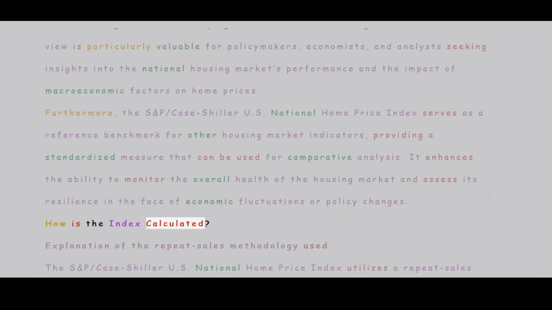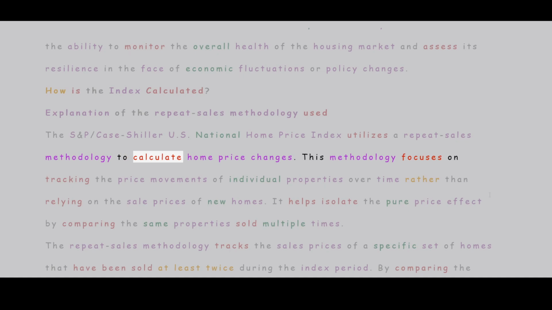How is the index calculated? Explanation of the repeat sales methodology used. The S&P/Case-Shiller U.S. National Home Price Index utilizes a repeat sales methodology to calculate home price changes. This methodology focuses on tracking the price movements of individual properties over time rather than relying on the sale prices of new homes. It helps isolate the pure price effect by comparing the same properties sold multiple times.